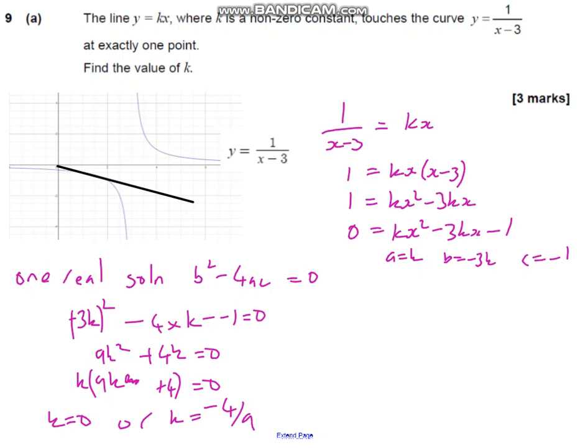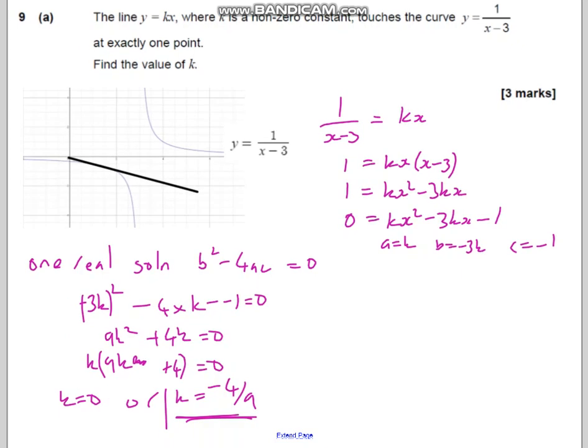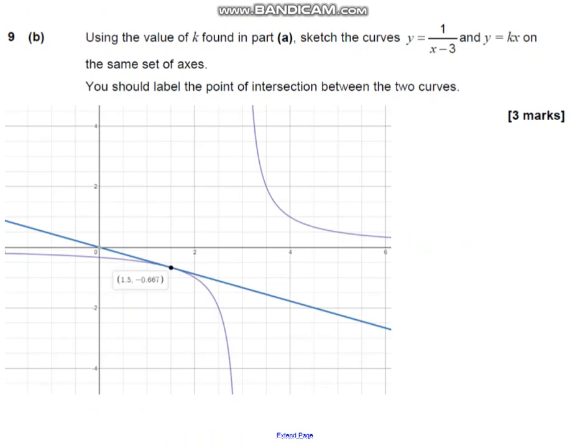Alright, okay. So I think that's all we're required to do at that point on this question. So we've found out what k is. Now it says that k is a non-zero constant, so our answer, which we should make clear, is this one. Don't just give two answers, or you'll only get 2 marks. It must be clear that this one is the answer. Okay, on we go. Part B.